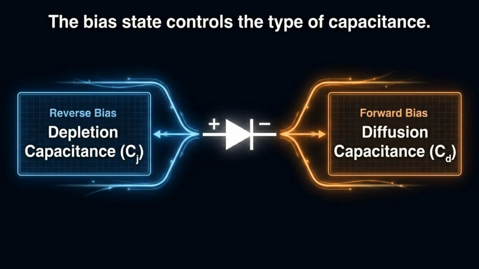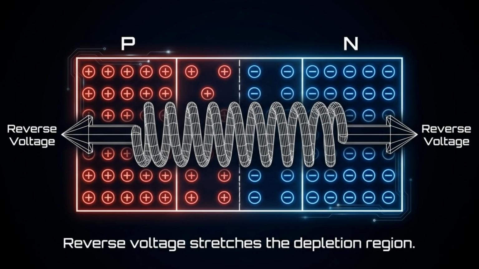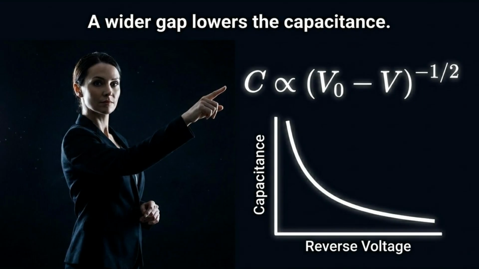This specific type of capacitance depends on the bias state of the diode. Reverse bias results in depletion capacitance, while forward bias results in diffusion capacitance. When a reverse voltage is applied, it pulls charges away from the junction, effectively stretching the depletion region. As this depletion gap widens, the capacitance decreases. This relationship is defined by the inverse square root of the applied reverse voltage.